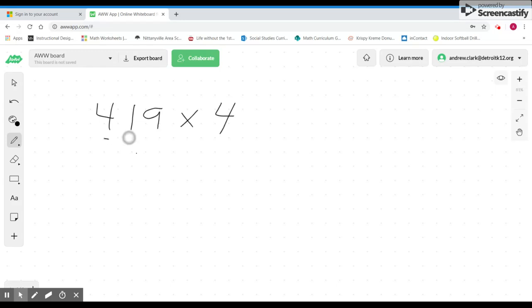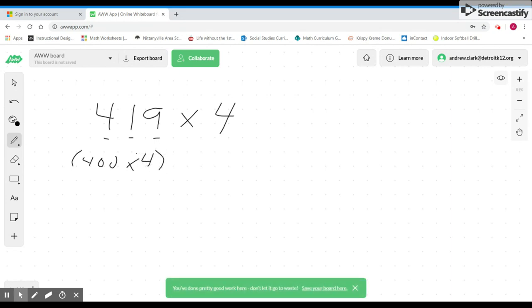We talked about how there's 3 products here because there are 3 digits. So in this case, 400s times 4, that's going to be one of the products, 400 times 4. And then we're going to add that to 10 times 4. And then finally, I'm going to add that to 9 ones times 4. 9 times 4.